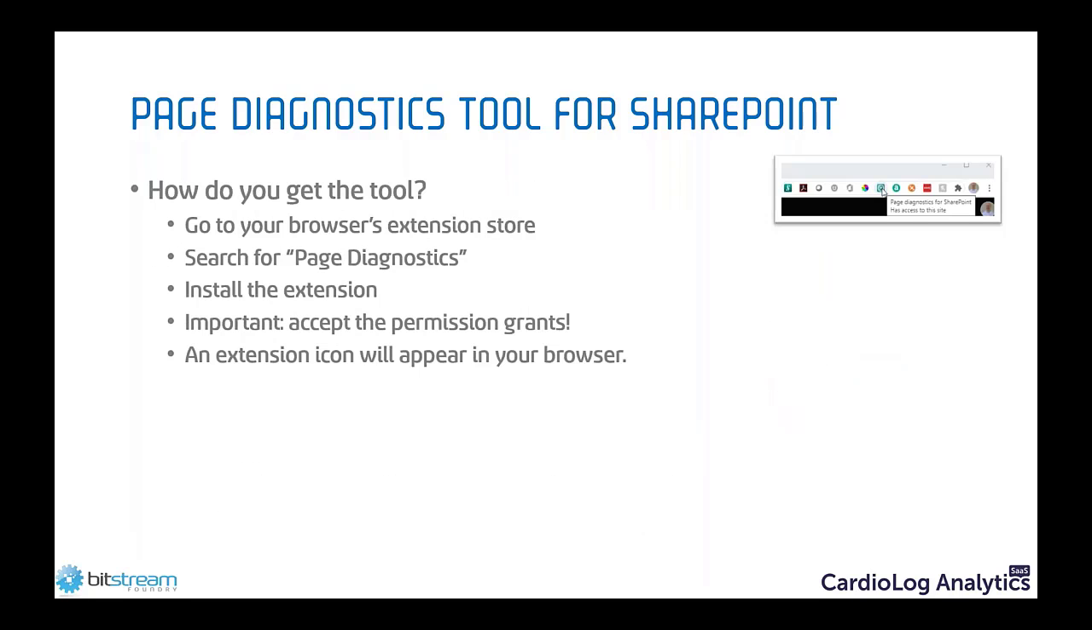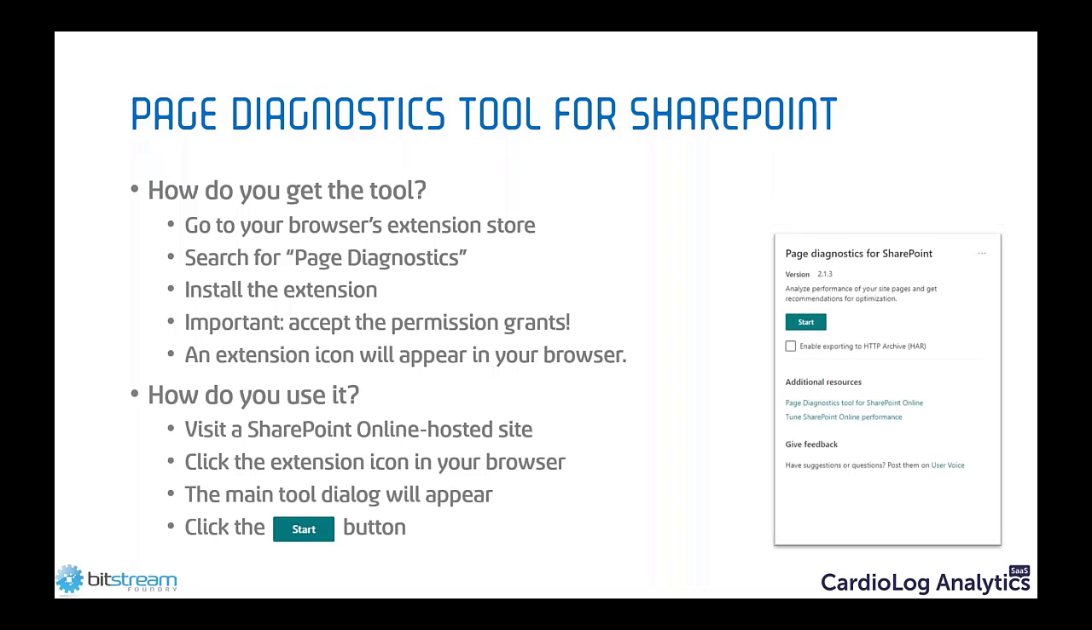So how do you get the tool? Well, go to your browser's extension store and search for Page Diagnostics. It'll probably pop up at or near the top of the list of extensions returned. Install it. Make sure you accept the permission grants because it does need some elevated permissions within your browser in order to operate. Once it's installed, the extension icon will appear at the top of your browser. To use it, as I said, it's as simple as launching the extension. The main tool dialog will appear, which looks like the dialog on the right, and you click the start button. It's as simple as that.